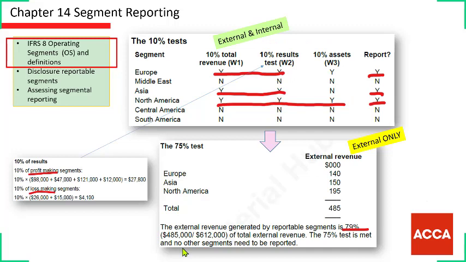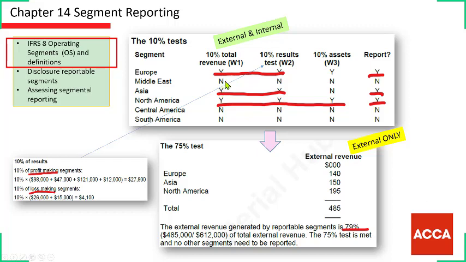Here's an example. We have different segments, and we are going to use the 10% test on total revenue, internal and external together. Then we test profit, and we test assets. If it's more than 10%, then we mark it as a yes.